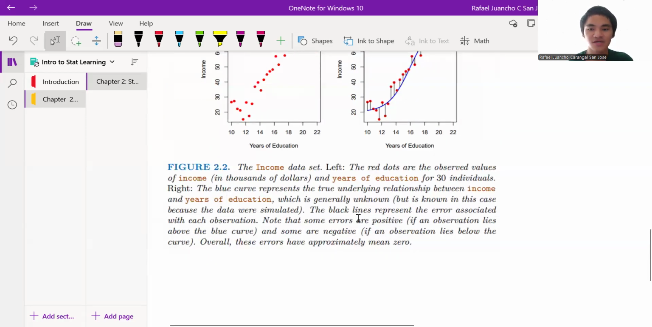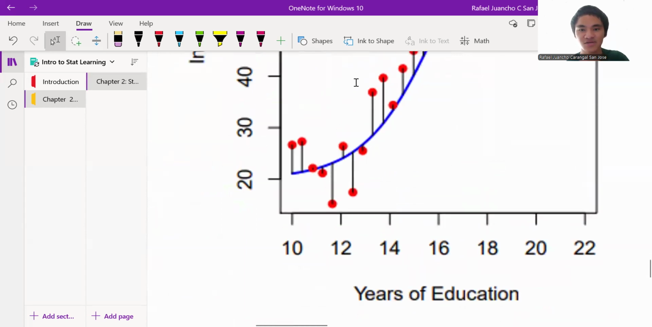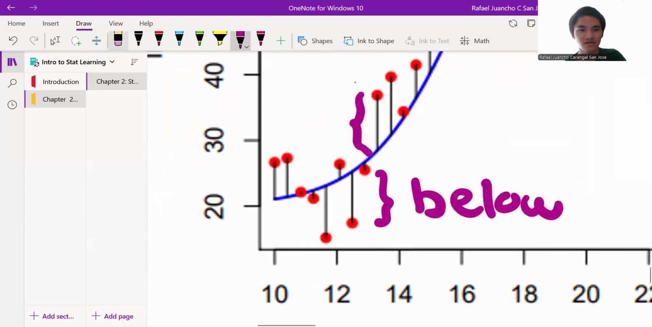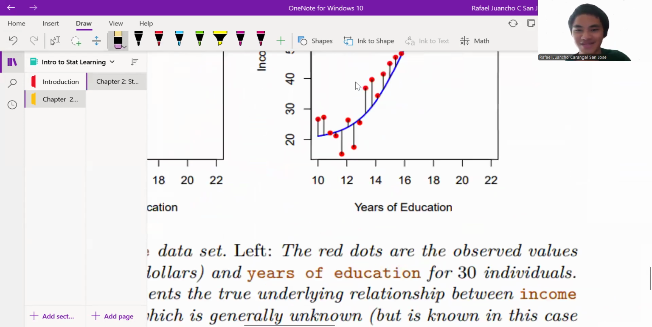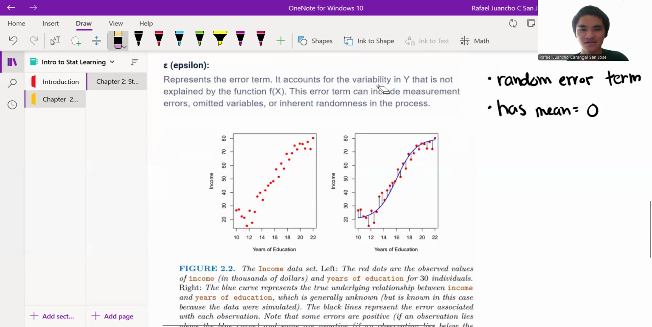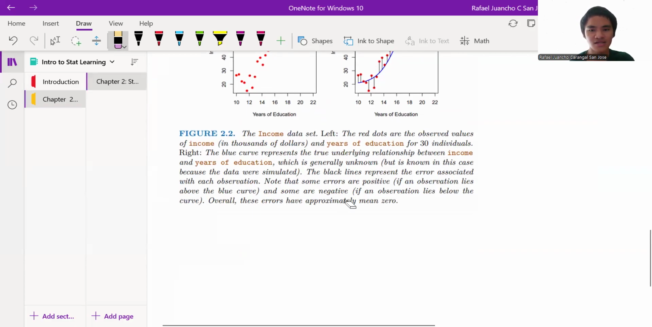And note that some errors are positive if the observation lies above, and some are negative. What do we mean by positive? This one, for instance, is positive, right? Because this one is above, while this one is below. Okay, that's too big because I zoomed in. But yeah, let's see if I can go back. Okay, yeah. And some are negative.